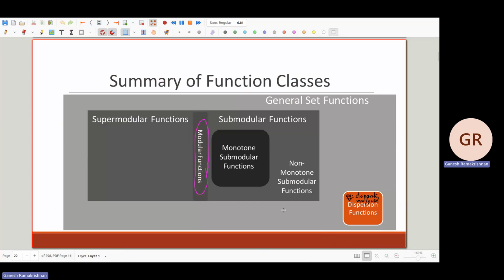Okay, so summarily, what are we saying? Well, we have monotone submodular functions, we have non-monotone submodular functions under this class of submodular functions, but there are also modular functions, and then there are functions which are monotone but not necessarily submodular. And the supermodular functions are basically complements of submodular. Negative of a supermodular function is a submodular function, and their intersection is exactly the space of modular functions.